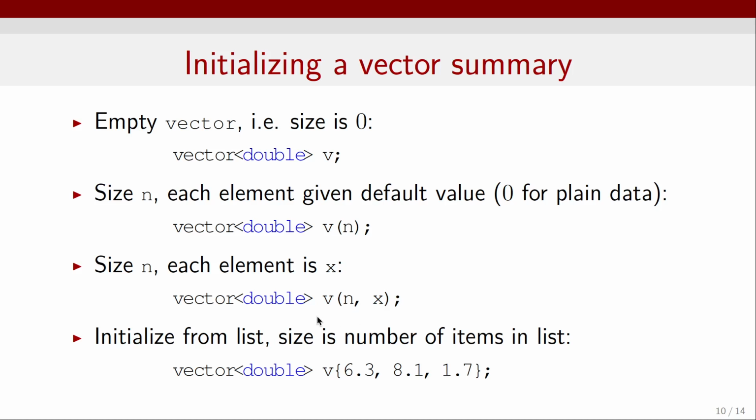And finally, if I want to initialize a vector using a list of numbers, then I can say vector double v and then use curly brackets and just put in the list of numbers in here. So for example, this list of doubles is 6.3, 8.1, and 1.7. So that creates a vector of size 3, and each element is a double. They're not equal to each other. I'm explicitly defining each element by putting the numbers in this list.